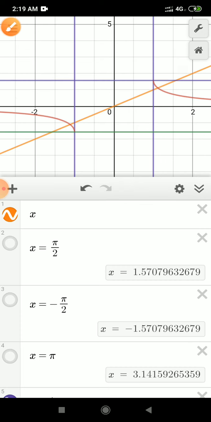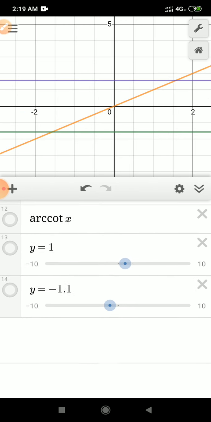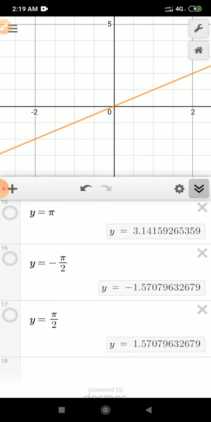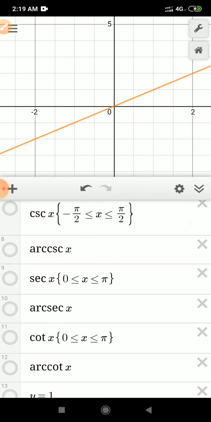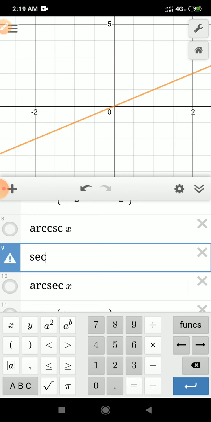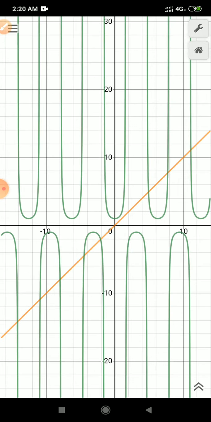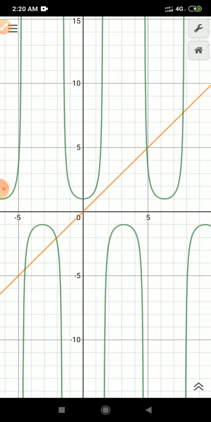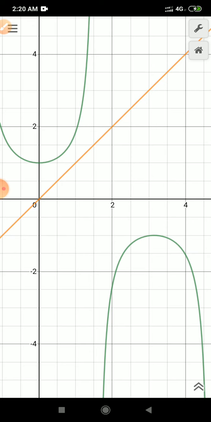Next we come to sec inverse. So first let me deactivate these lines, cosec inverse and all this. Now we are drawing the curve for sec. See, this is the curve for sec. It also has a lot of branches, and again we have to choose only one branch so that it becomes bijective, so that it is invertible.